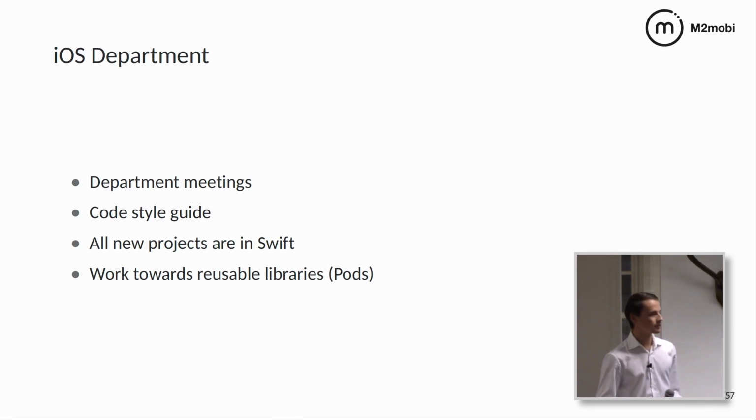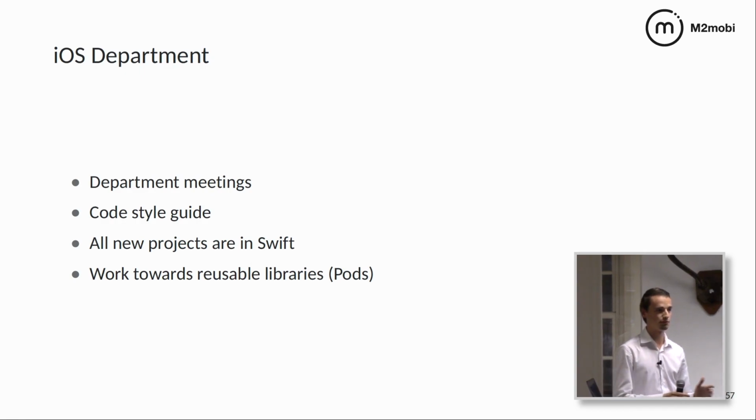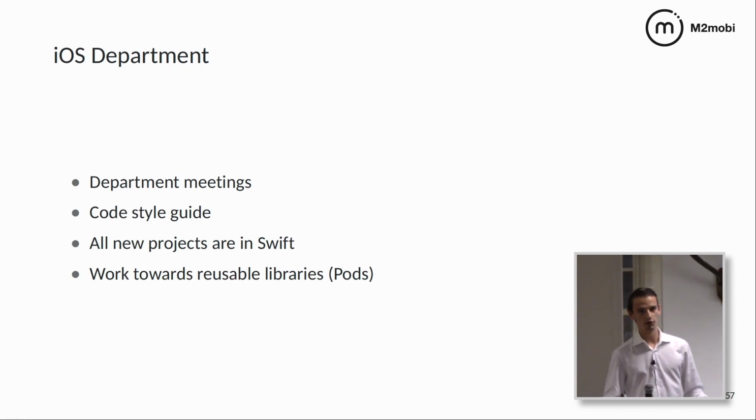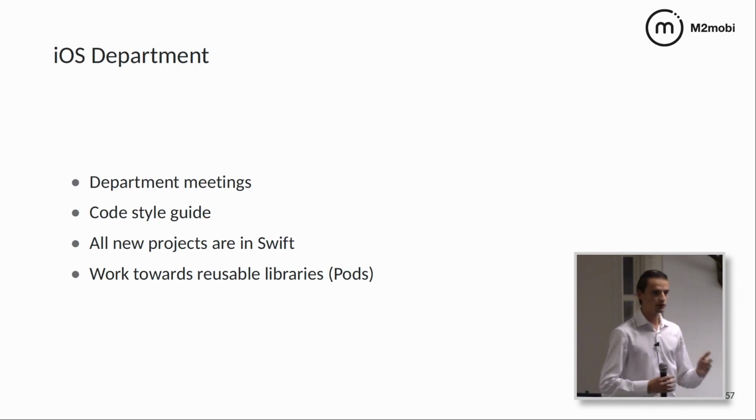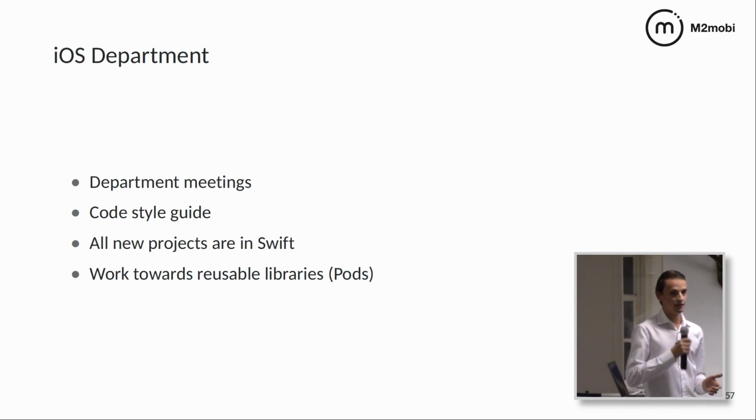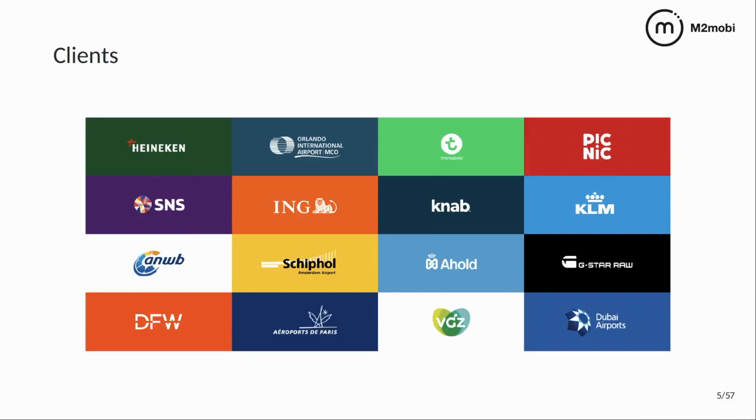And the consistency, you see that in the code style guide. We cannot recognize who writes a specific part of code, because it could be anyone. We all write the same kind of code. It's not that one person codes condensed and the other codes very different. And the other part where we are consistent is we work towards reusable libraries that we use in different projects.